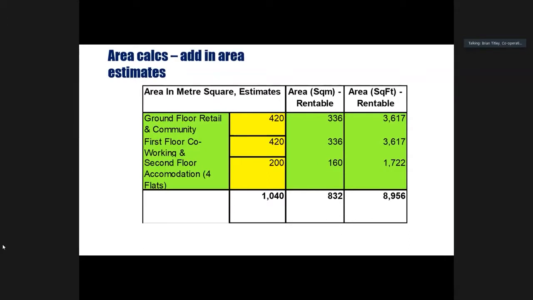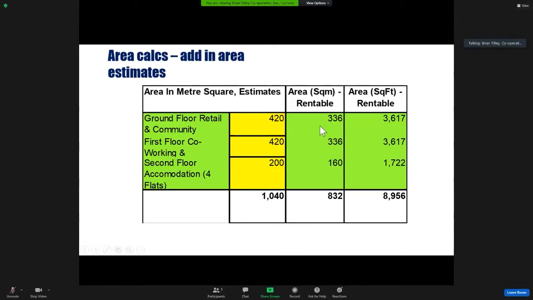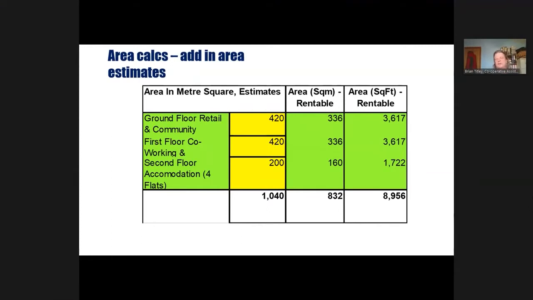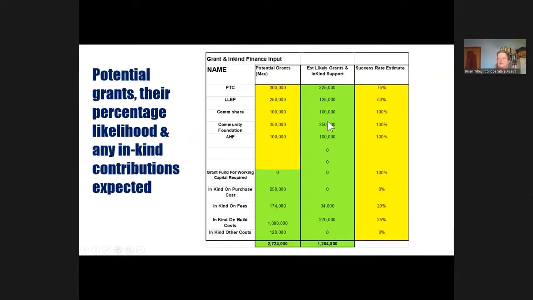Area calculations, and you just put in the numbers there of what the space is, and that's in meters squared, and that will calculate it into the reduction in space because of the void area, not the voids, but the unusable area. So it comes out with an amount.